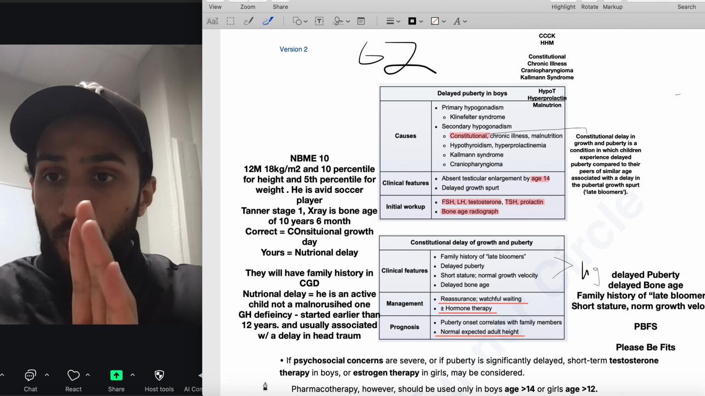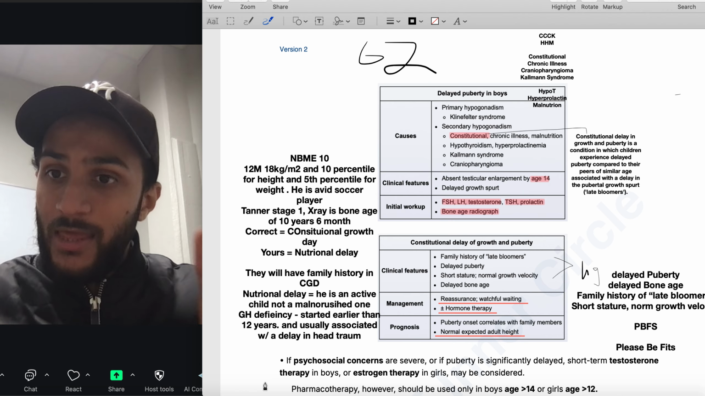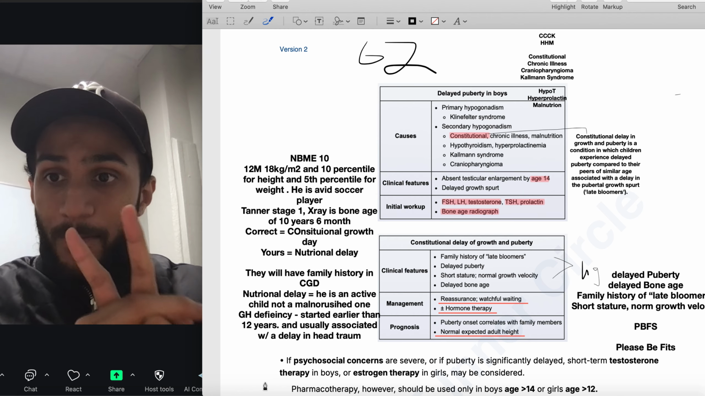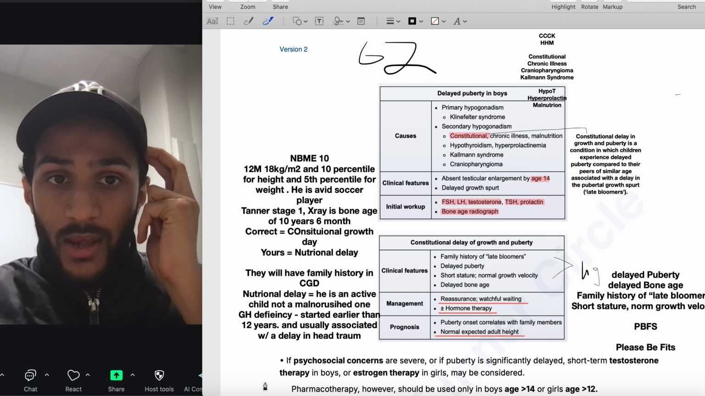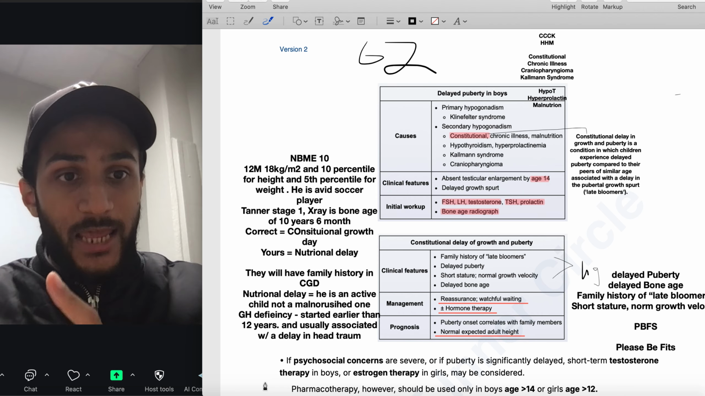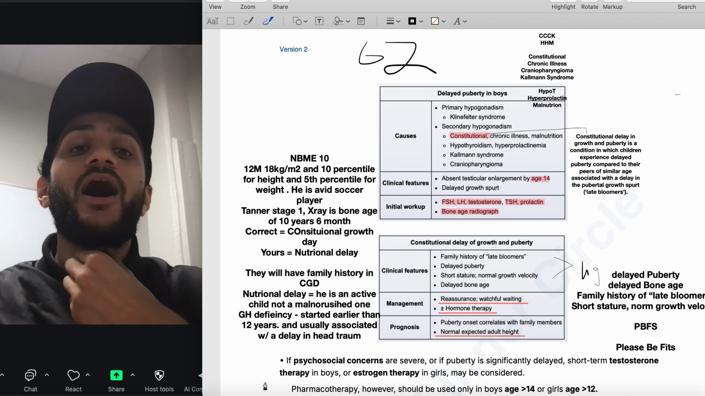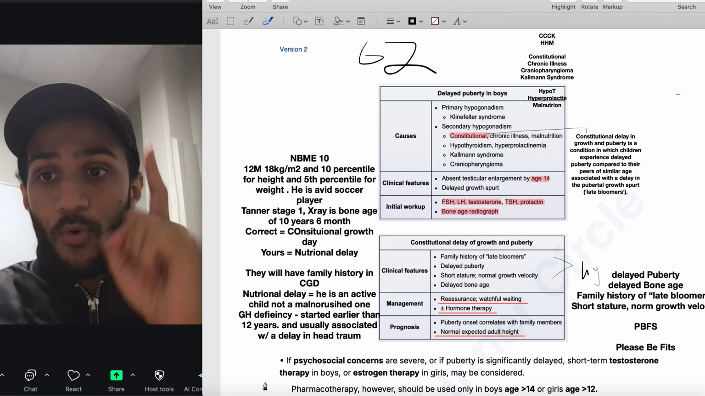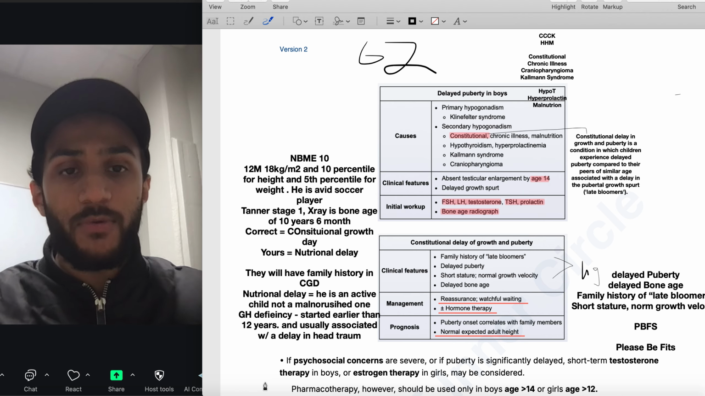So primary delay means any sort of problem with the gonads. So what can that be? Klinefelter syndrome. Secondary hypogonadism or delayed puberty is going to be any sort of problem with the brain. So constitutional delay, we're going to come back to that. Chronic illnesses, malnutrition, hypothyroidism, hyperprolactinemia. Recall, guys, that prolactin decreases GnRH, so therefore we can get delayed puberty over there.